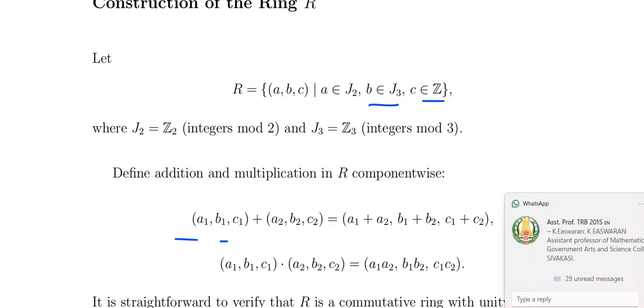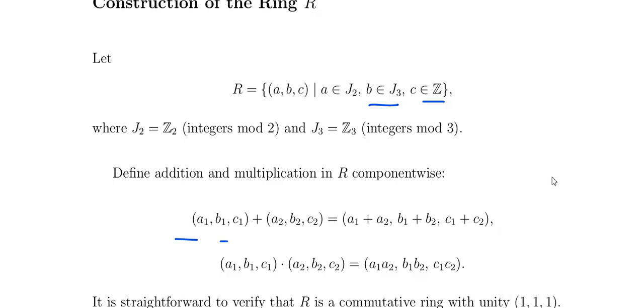B belongs to Z3, C belongs to Z. Okay, so the collection of the set R, of triples (A, B, C), addition is defined like this. This is modulo 2 in Z2, so check modulo 2 here, check modulo 3 here, and there is no need to check anything in this one. In the same way, the product is defined.